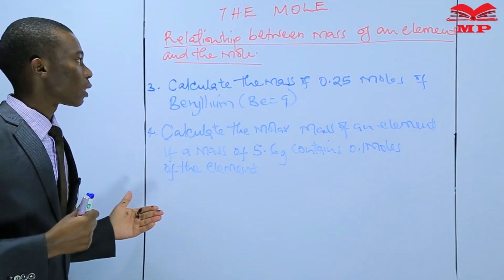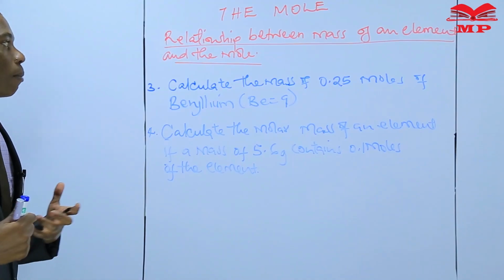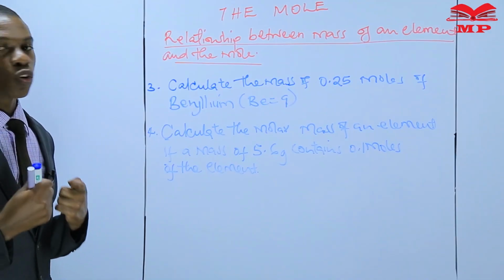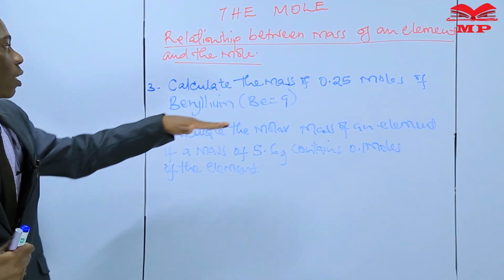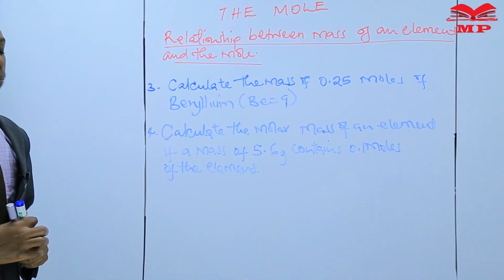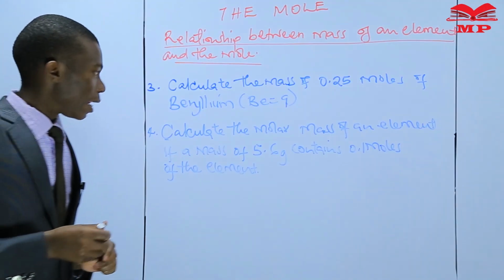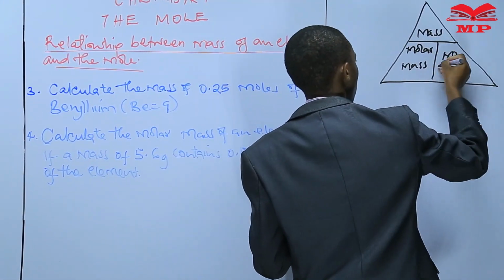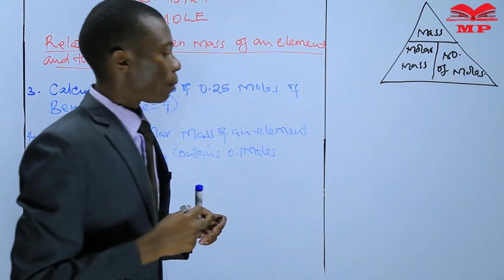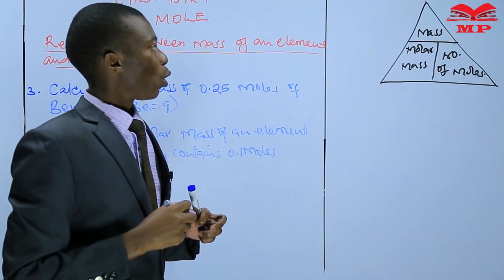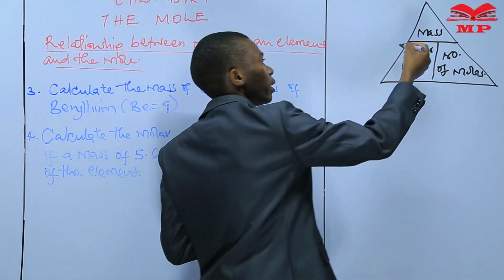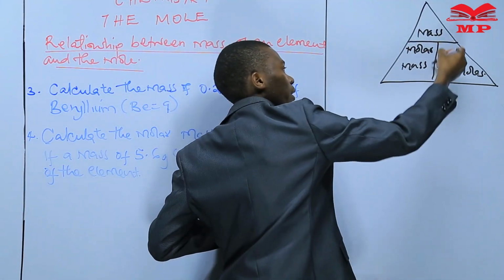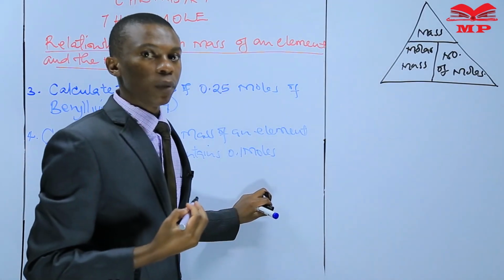Question number 3 was: calculate the mass of 0.25 moles of beryllium. You're given that the molar mass of beryllium is 9. Again, if you remember, the mass, molar mass, and the number of moles, where we say that the horizontal line represents division, while this vertical line represents a multiplication.